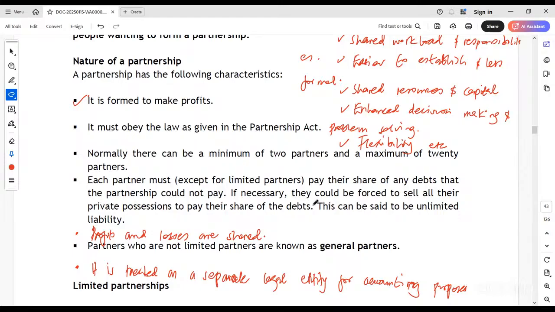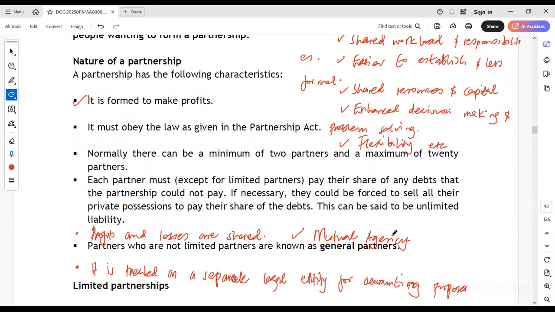Then maybe talk about mutual agency as well. When it comes to mutual agency, each partner is generally considered an agent. If you're in a partnership, me, you, and all the others, we are considered agents of the partnership. So we have the authority to bind the partnership to contracts within the scope of our partnership business. Everyone is acting as an agent if you're a member of the partnership.